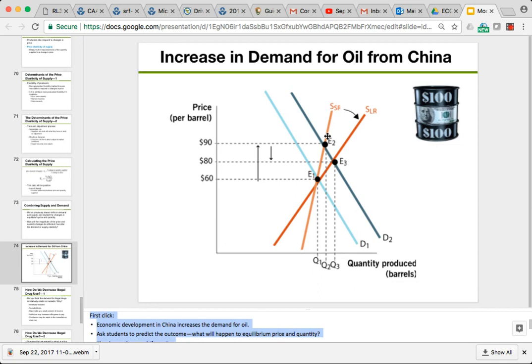However, now let's talk about the long run. We know in the long run, supply becomes more elastic, or that it tilts downward. It doesn't shift right. That would be an increase in supply. Instead, it tilts. In this case, after supply adjusts to the long-term supply, this SLR, we see that the new equilibrium is here, E3, the intersection between D2 and this long-run supply function, in which case E3 corresponds to an equilibrium price of $80 and an equilibrium quantity of Q3.